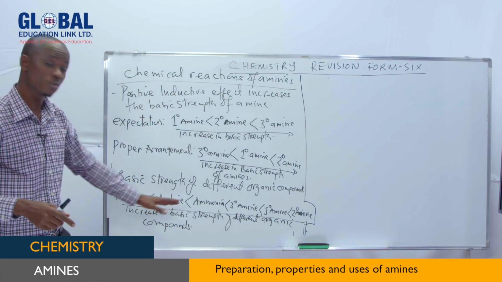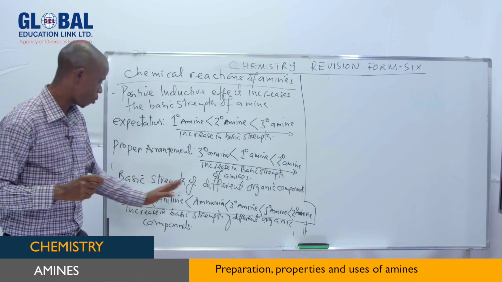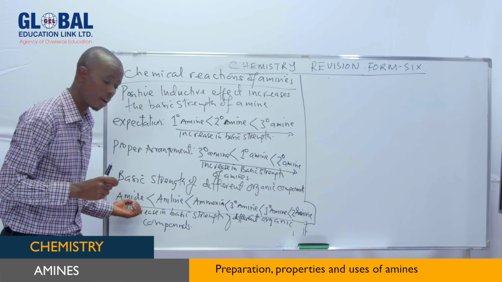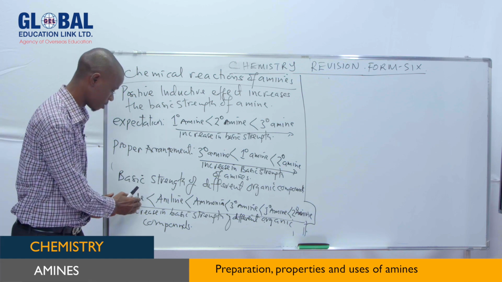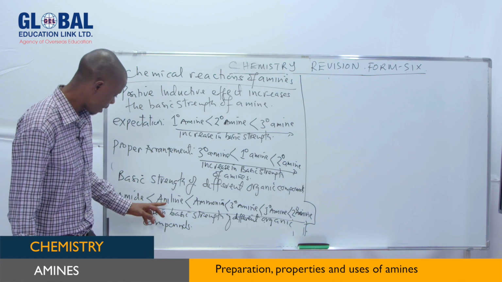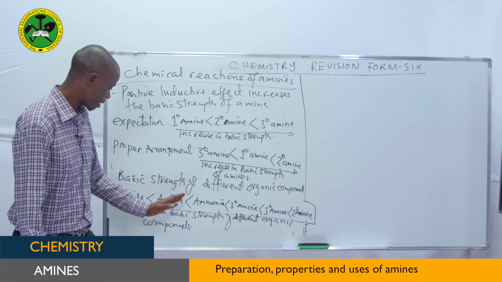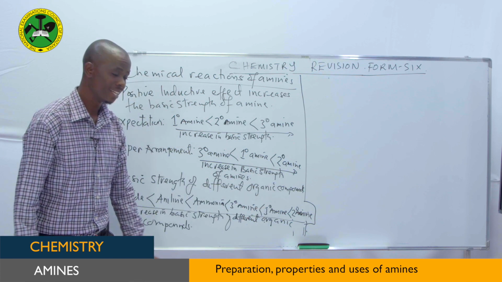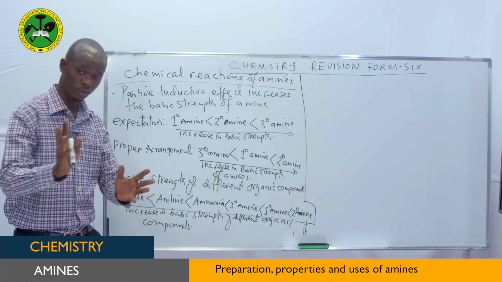I can ask you some questions here. Now take a piece of paper and write this question. Why is amide the weakest base of all? What is the reason for this? And aniline: why is aniline a weaker base as compared to ammonia, tertiary amine, primary amine, and secondary amine? Take a piece of paper and write those questions.